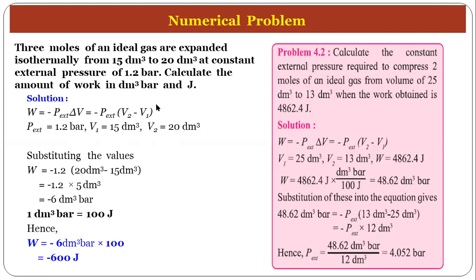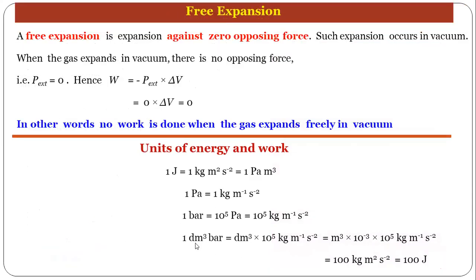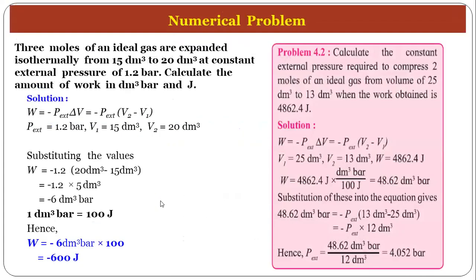Now we have to convert into joule. We already know this formula. The conversion is there: 1 dm cube bar is equal to 100 joule. This is from these units. This is required for the conversion of dm cube bar into joule. So we have to multiply by 100. So W is equal to minus 600 joule. So this is a 2 marks numerical.